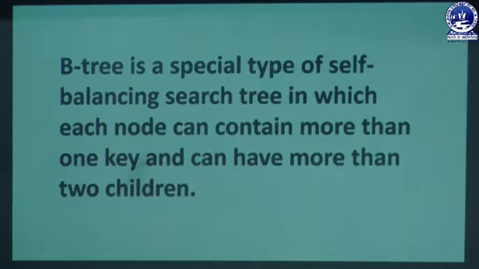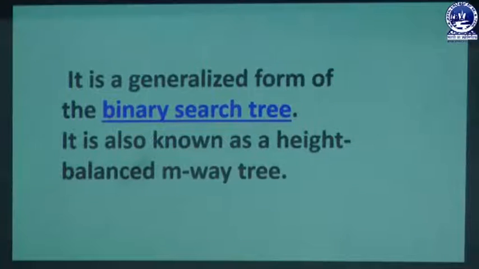Now we will discuss the last one, which is a very important one, that is B tree. B tree is a special type of self-balancing search tree in which each node can contain more than one key and can have more than 2 children. It is a special type of self-balancing tree. It is a generalized form of binary search tree. It is also known as height balanced m-way search tree.